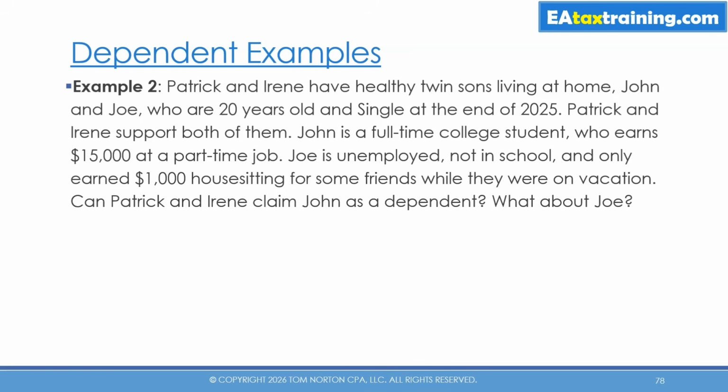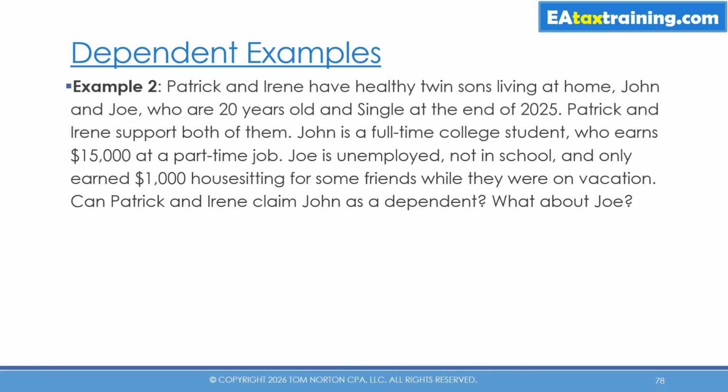Next example. Patrick and Irene have healthy twin sons who are living at home, John and Joe. They are 20 years old and single at the end of 2025. Patrick and Irene support both of them. John is a full-time college student, and he earns $15,000 at a part-time job.